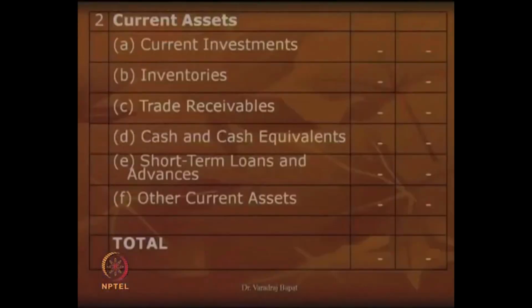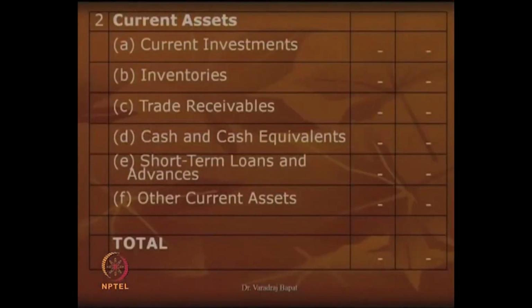Now, C is trade receivable. What is trade receivable? We have just now seen trade payable. If I buy goods but don't pay immediately, I will pay after say 1 month, it is a trade payable. Same way, if I sell goods but my customers don't pay me immediately, they will pay me after a week, then in that week, it is a trade receivable for me, because the money is going to be received in future but in a short period.